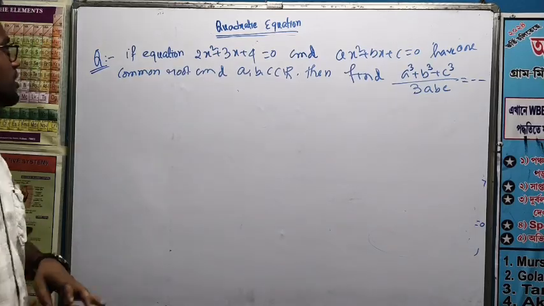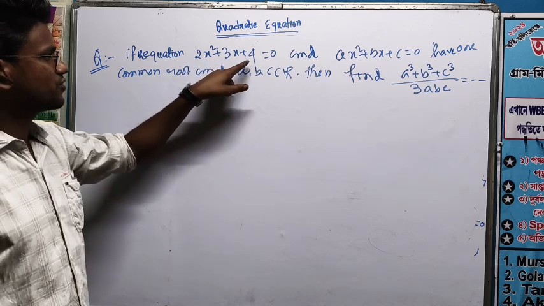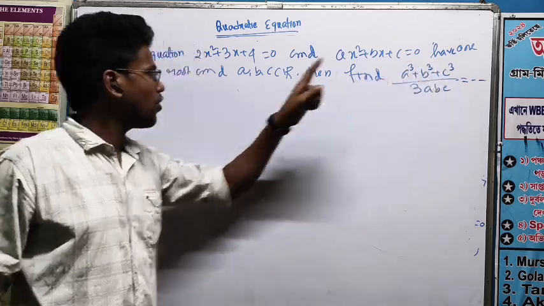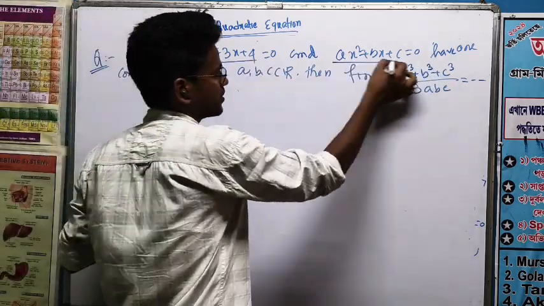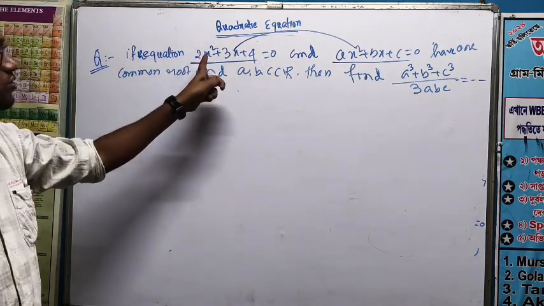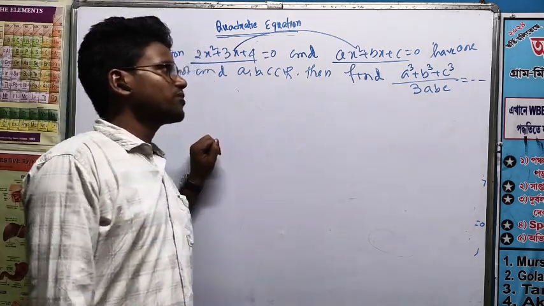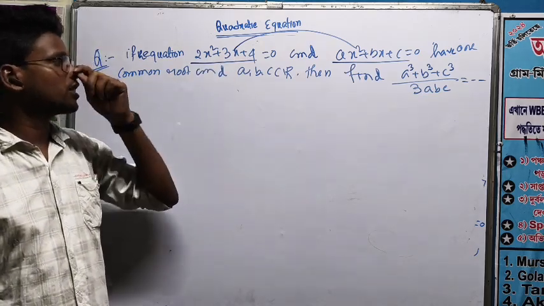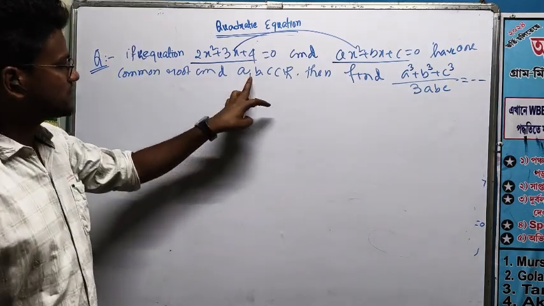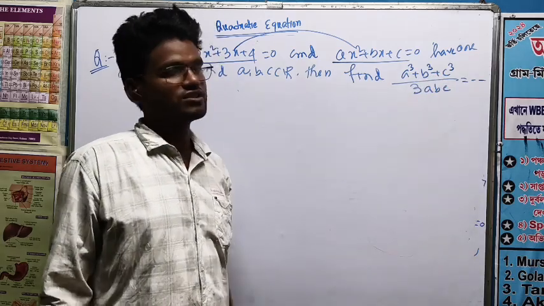The question is: if the equation 2x square plus 3x plus 4 is equal to 0 and another equation ax square plus bx plus c is equal to 0 have only one common root, and both are quadratic equations, and a, b, c belong to R, then find the value of (a cube plus b cube plus c cube) by 3abc. What is the value of this term?